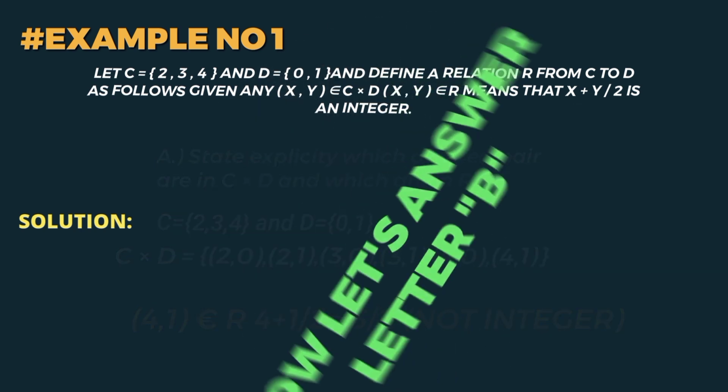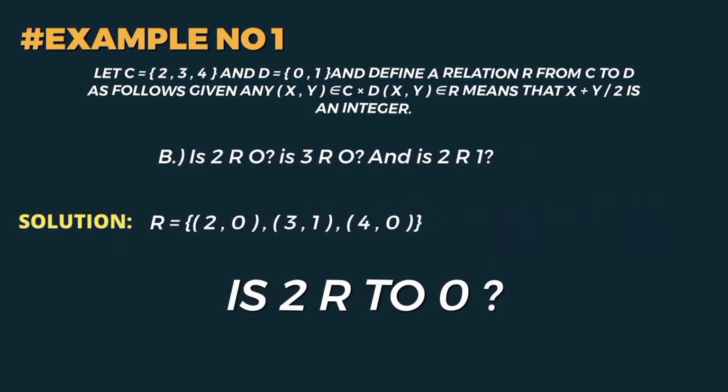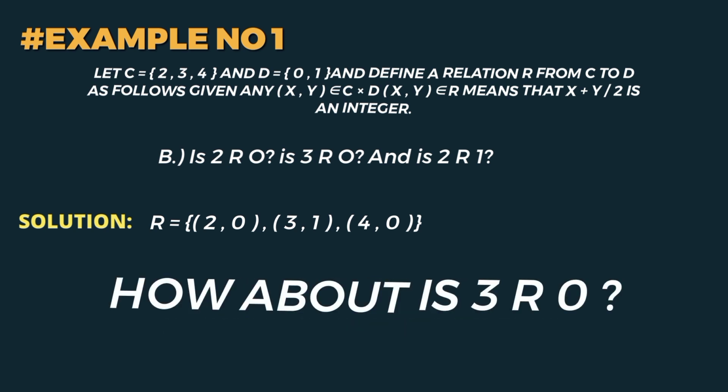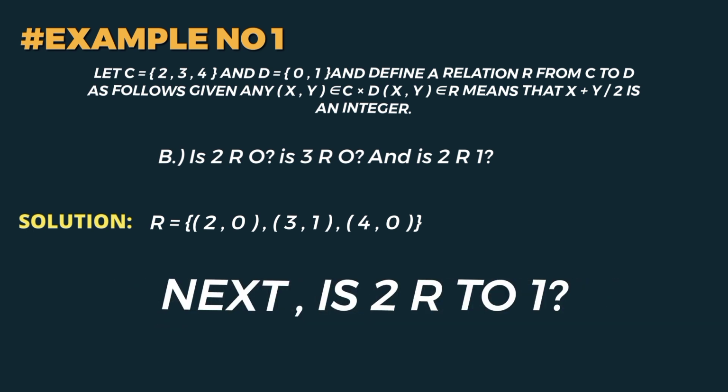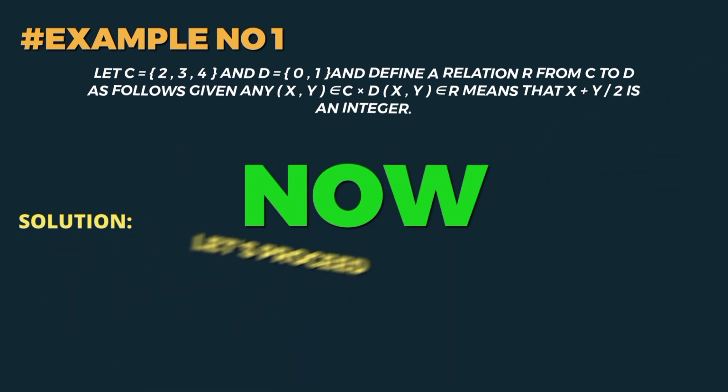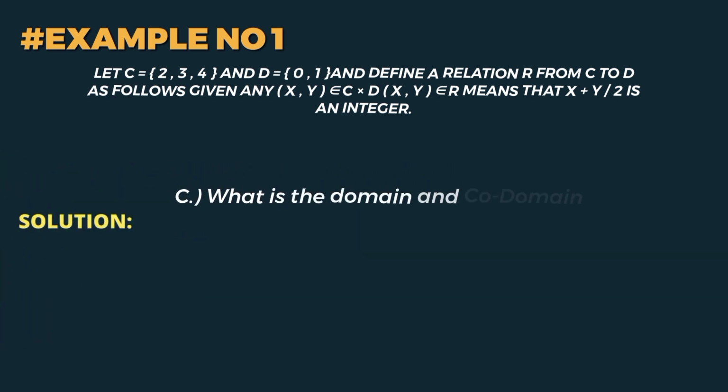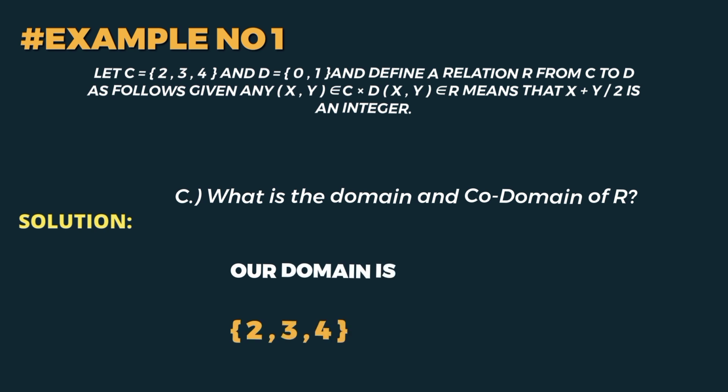That's it for A. Now let's answer letter B. Is 2 related to 0? Yes, because (2, 0) is part of our relations. How about is 3 related to 0? No, because its result is not an integer. Next, is 2 related to 1? No, because (2, 1) is not part of our relations. Now let's proceed to letter C. What is the domain and codomain of R? Our domain is {2, 3, 4} and our codomain is {0, 1}.